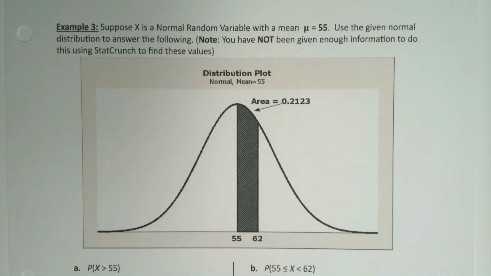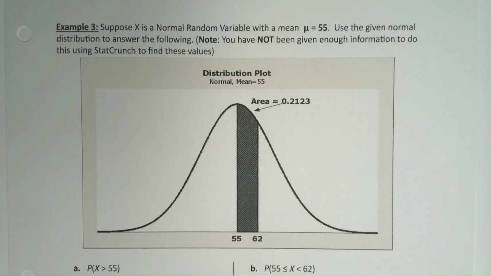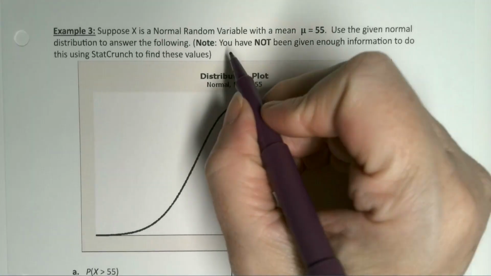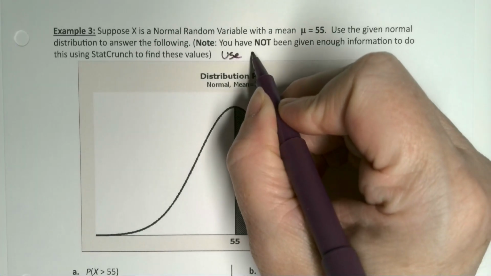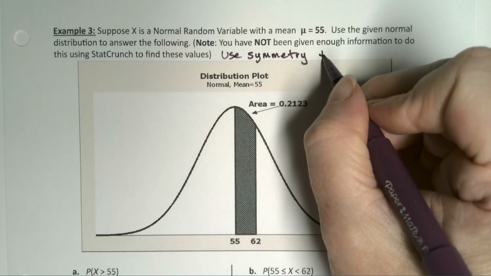In this example, we have a normal curve that has a mean of 55, and we're going to use that distribution to find all the answers for all the questions that are being asked. Now, we haven't been given enough information to do this on StatCrunch, not that we know how to find that yet anyway, because that's the next section. But we're still going to be able to do this because we're going to use symmetry and the properties of the normal curve.